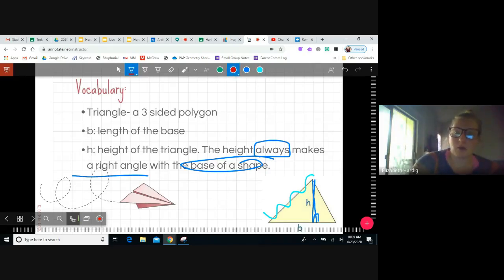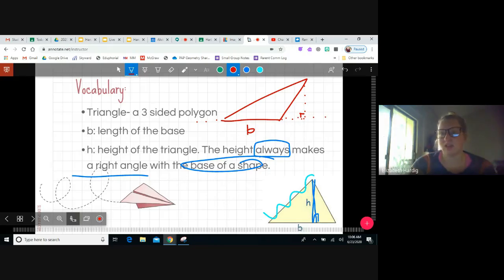So if I have a triangle that looks like this, say I make this the base, well, my height would be something that looked like this. Even though it's not touching the base, if I extend that base a little bit longer, it makes a right angle with it. It has to go from the vertex of the opposite angle to the base at a 90-degree angle.